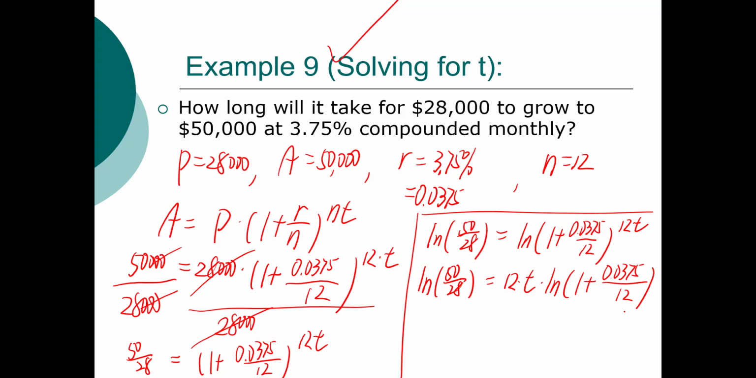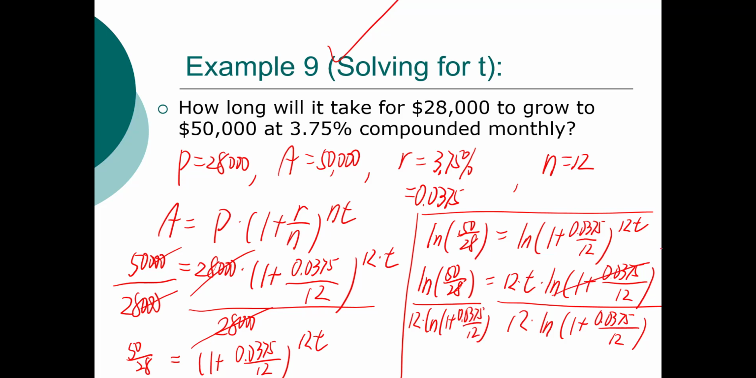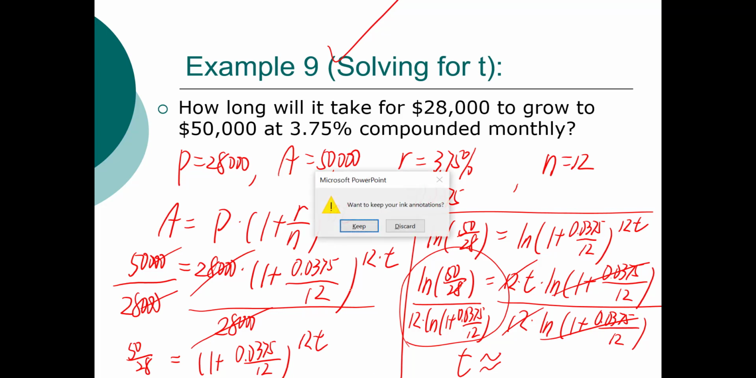Now we solve for t by dividing both sides of the equation by 12 times ln of 1 plus 0.0375 over 12. Okay. Dividing both sides by 12 times ln of 1 plus 0.0375 over 12, we cancel the ln, cancel the 12. So t is by itself. So t is equal to this. Let's see what that is. Let's put it into the Excel calculator.